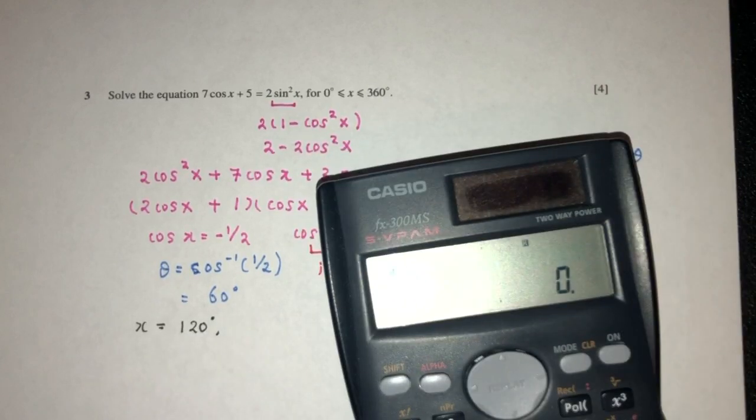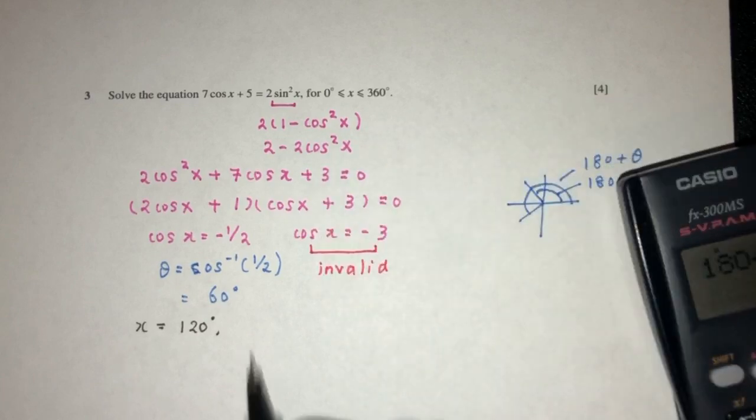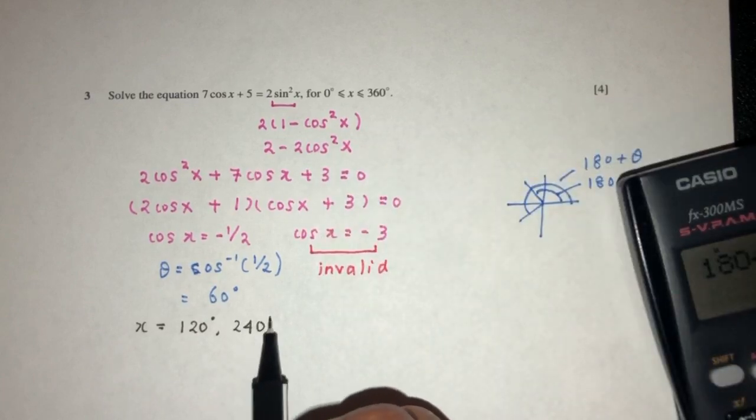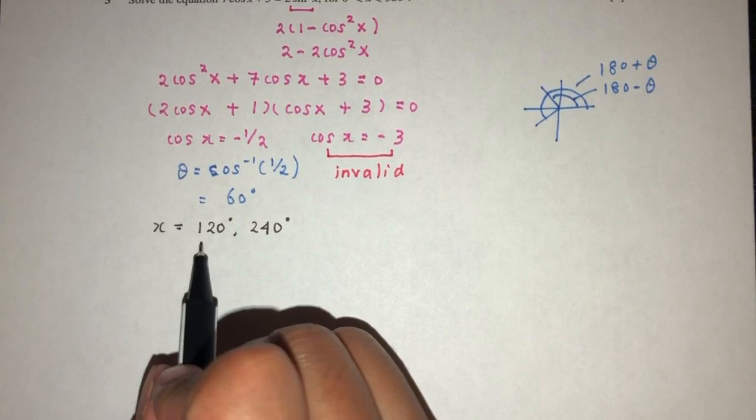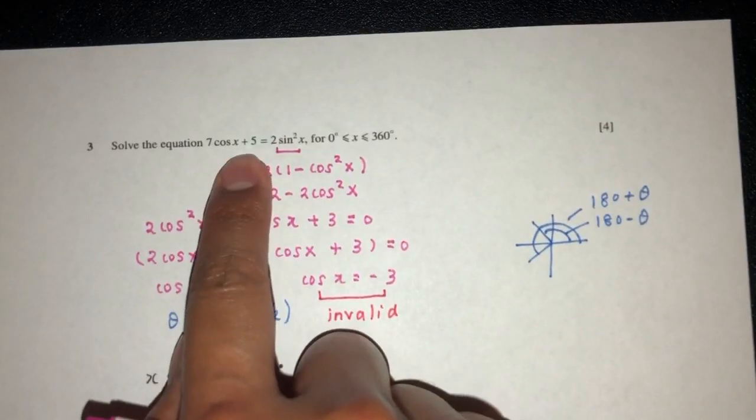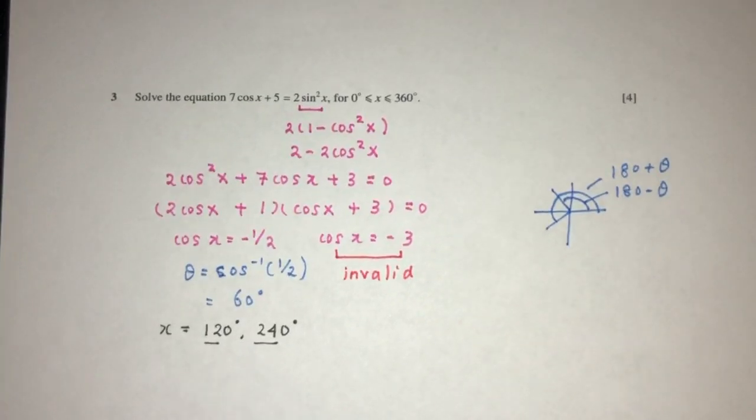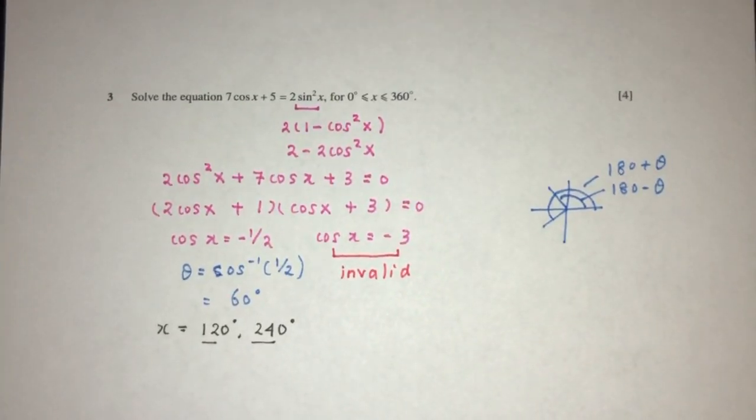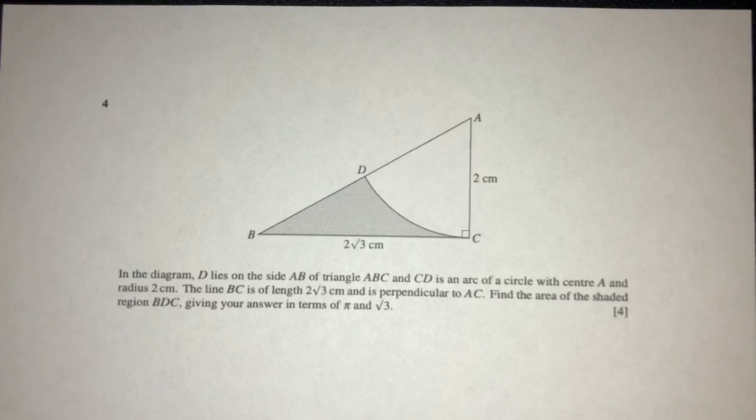And then we have 180 plus 60, that will be 240. Okay, so that is the two values of x for which this equation is true. Okay, that will be solving a trigonometry equation. Okay, so let's move on to the next question.